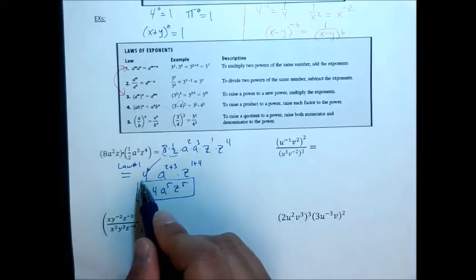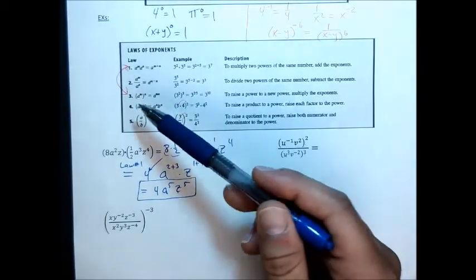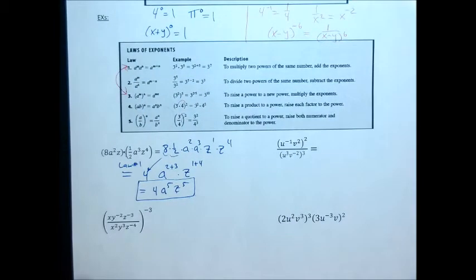And we can't do anything else because these are different bases. We can't add those powers together because this is a base A and this is a base Z, right? Look at the law here. It has the same base in both those cases. And so it has to have the same base in order to use the laws. Okay, that's a good first one.